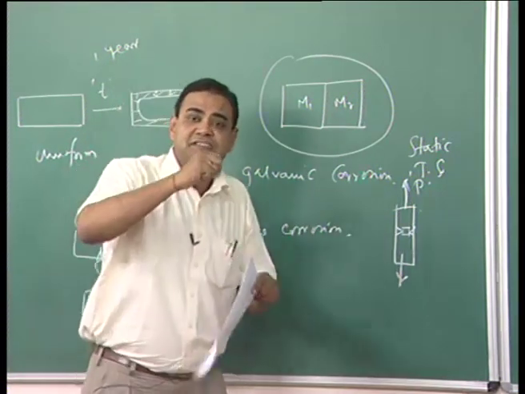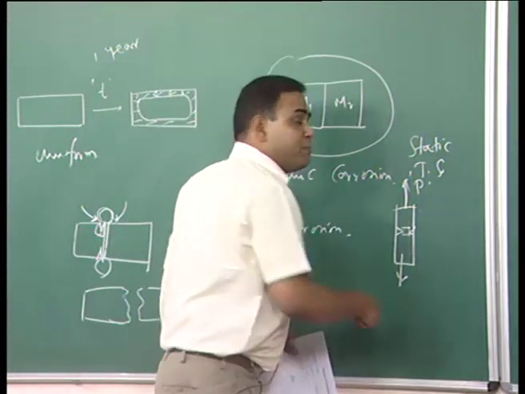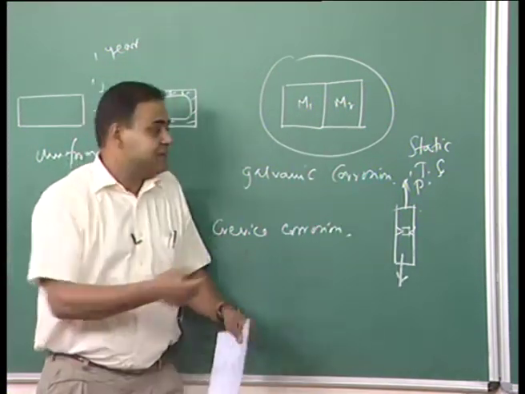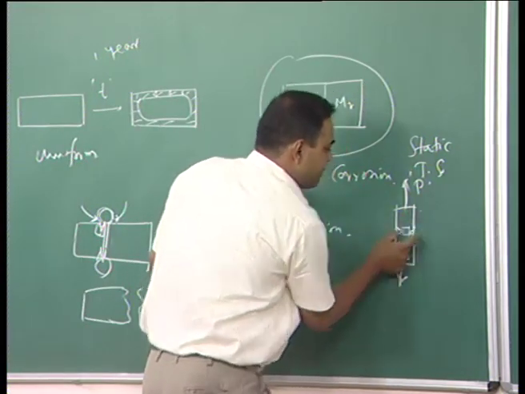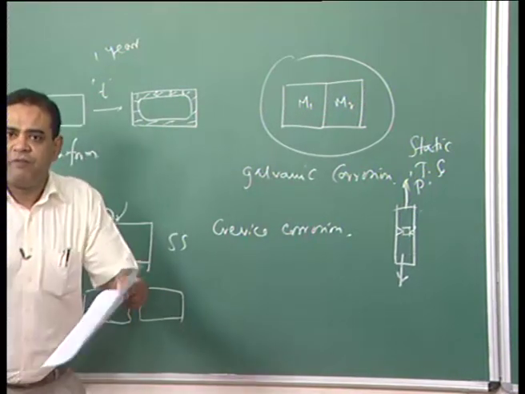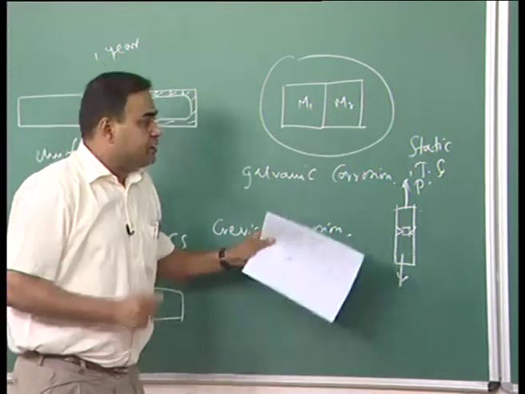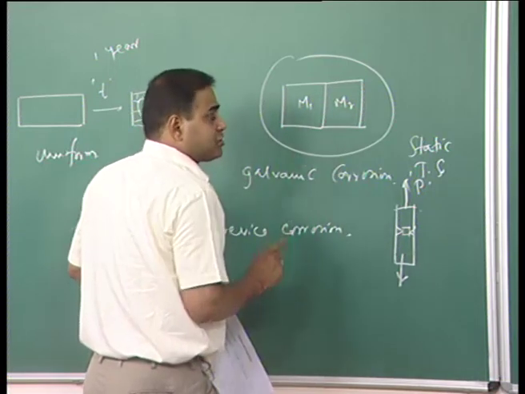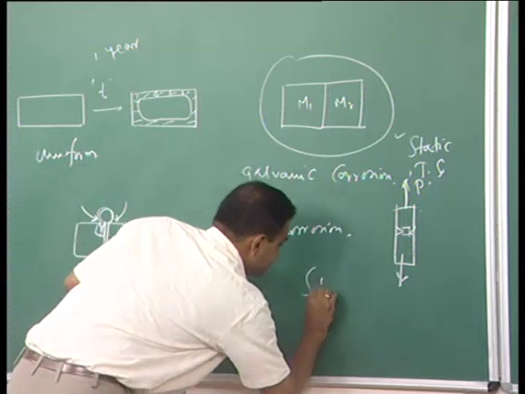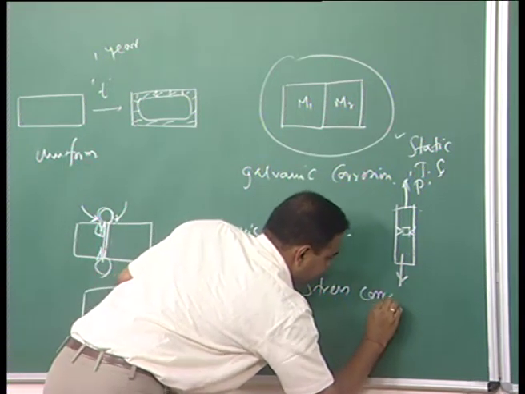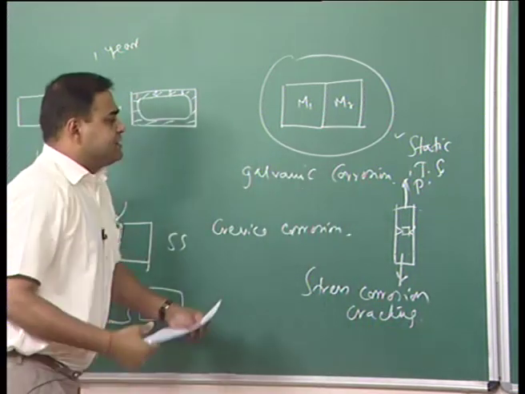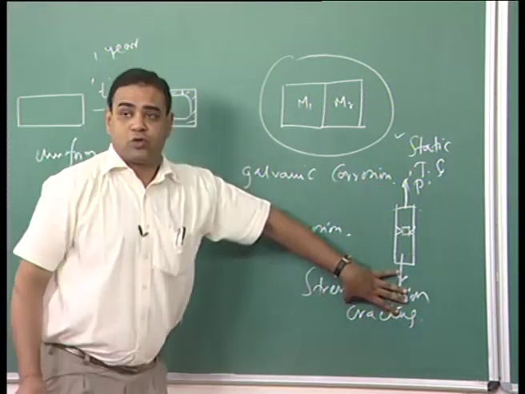If you increase the stress, it can go beyond the fracture stress, and then it can break. So it is a static tensile stress you are having, and because of corrosion action you are having a failure of that material in the form of fracture. This is called stress corrosion cracking, and stress corrosion cracking always involves static tensile stress. That means it involves stress as well as corrosion.